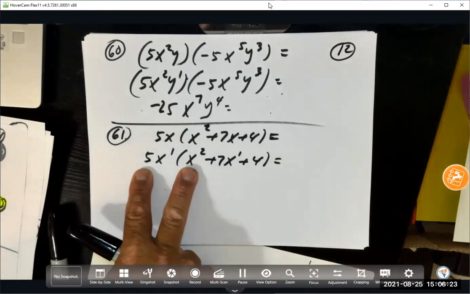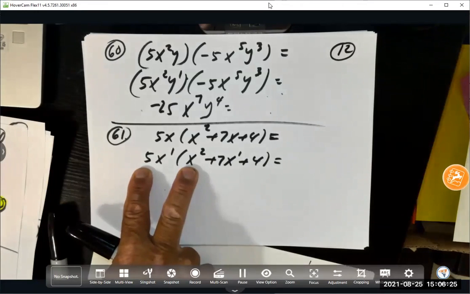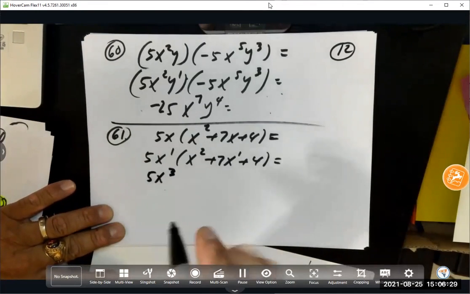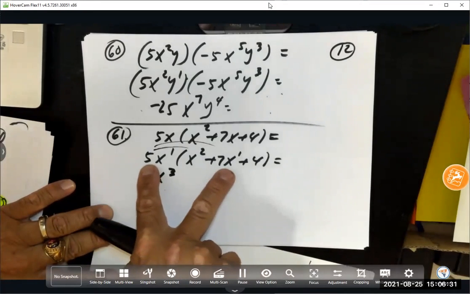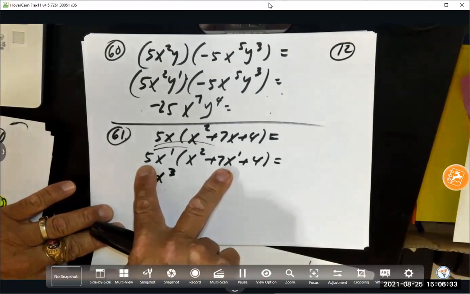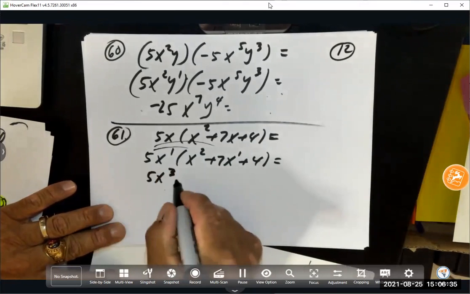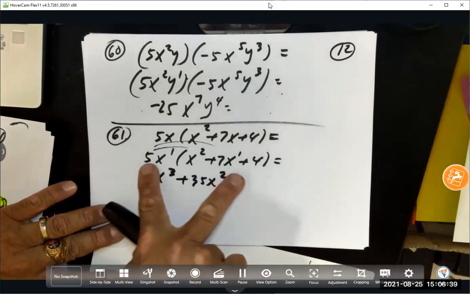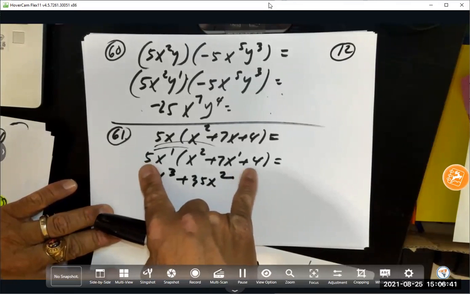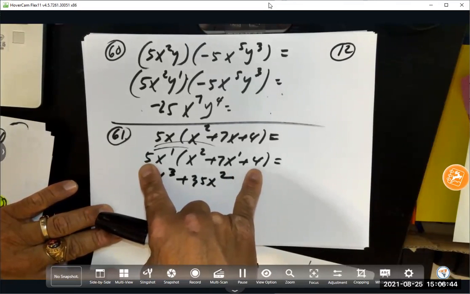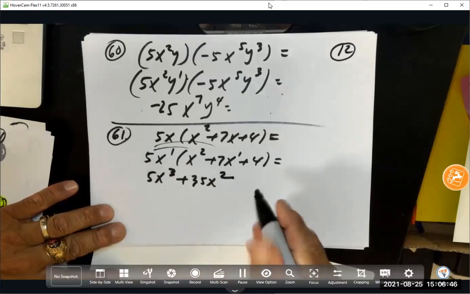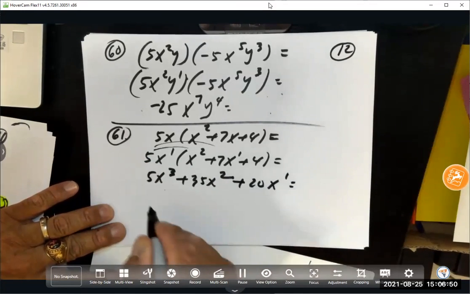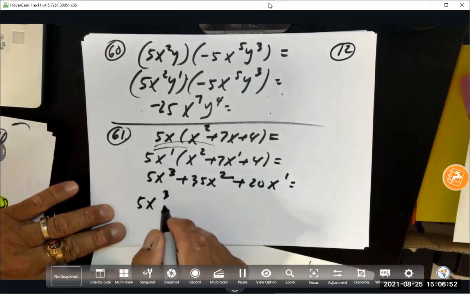Ready? The first two right here, what do you think that is? 5x to the 3rd. Right. All right. What about the middle one? Plus 35x to the 2nd. Okay. And the last one, what do you think the last one's going to be? Plus 20x to the 1. But you don't need the 1, so I'm just going to write it this way.